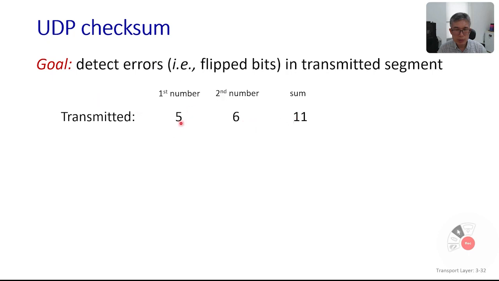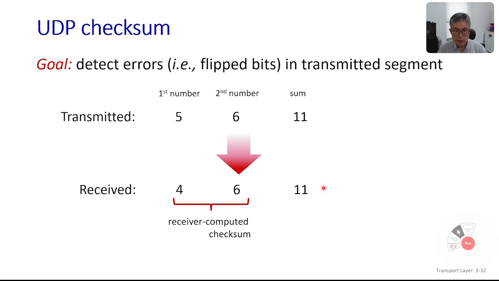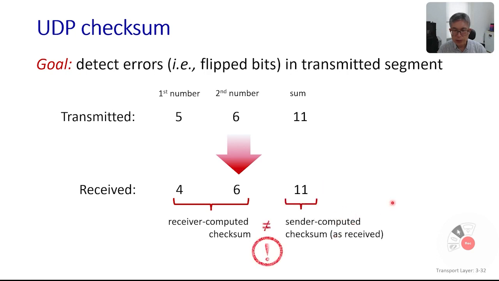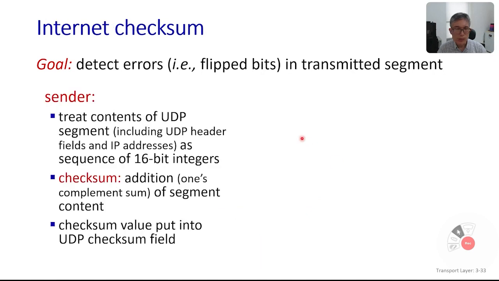So for this part, UDP uses a 16-bit one's complement sum. The first 16 bits, and the second 16-bit sum is this one, something like that. At the receiver, we can check. You can see this is the checksum, and the actual sum is different. The receiver's computed checksum and the sender's computed checksum are different, so we can detect a bit error.